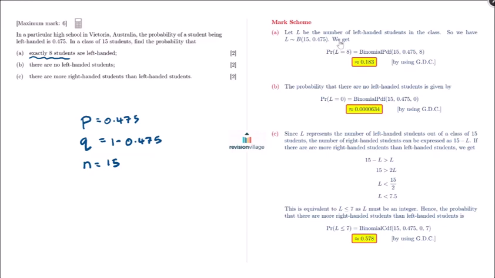Now, we want to find the probability of L, the number of left-handed students, equaling 8 exactly. We're going to use the binomial PDF command on our calculator to solve this. We use binomial PDF when we're looking for an exact number of successful outcomes rather than a range, for which we use binomial CDF, which we use in part C. So the number of trials is 15, the probability of success is 0.475, and the number of successful outcomes is exactly 8. So let's go ahead and enter this into our calculator.